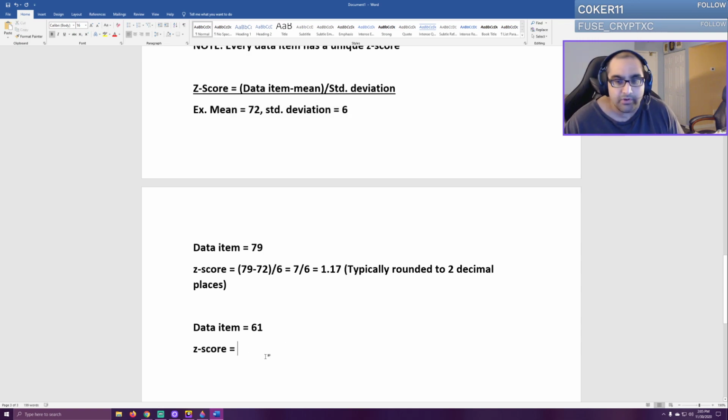All right, let's go ahead and give it a try. Let's put in our z-score here of 61. That's going to be 61 for our data item minus the mean. Mean is 72, and we'll divide by the standard deviation of 6. So here we're going to do 61 minus 72. So that's going to be minus 11 over 6.